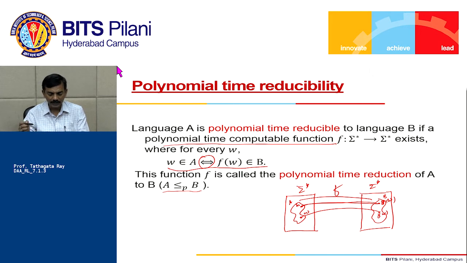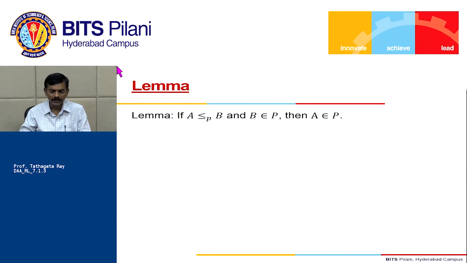Okay, so that's the definition. So what we are saying is we are going to reduce the language A to language B in polynomial time. That's what it is saying. Okay, so let's understand the basic meaning of this.